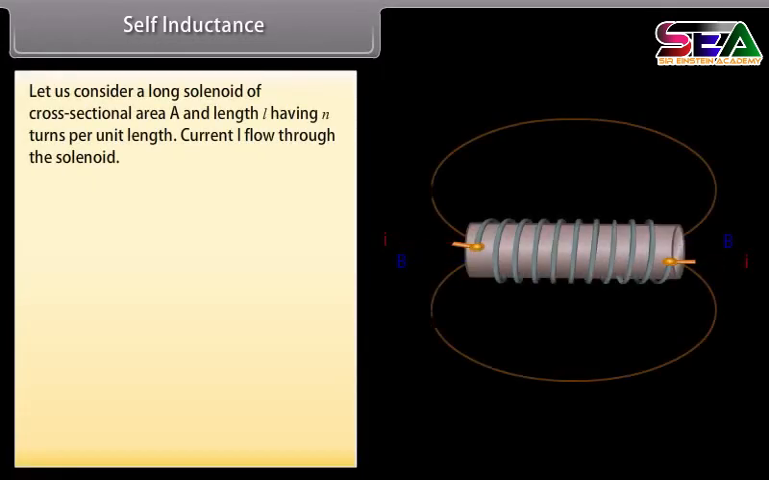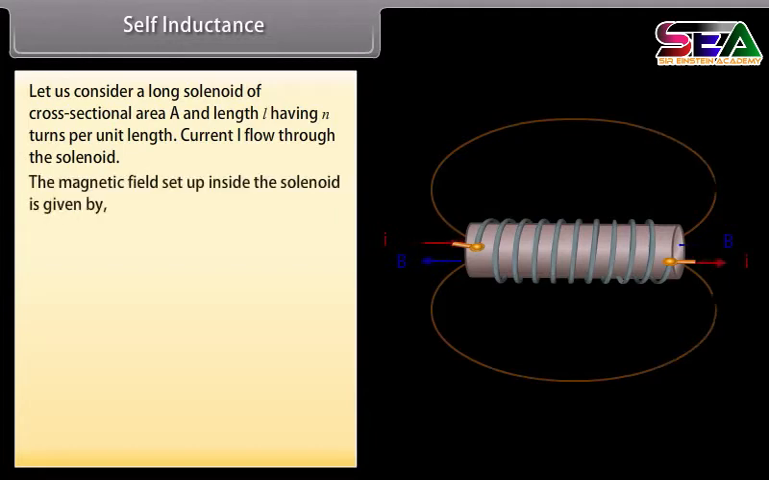Let us consider a long solenoid of cross-sectional area A and length L having N turns per unit length. Current I flows through the solenoid. The magnetic field set up inside the solenoid is given by the product of mu naught, N and I.